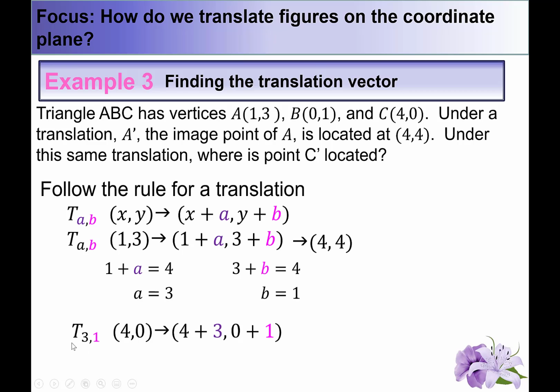So using that information, translation vector is 3, 1. We want to know where point C prime is located, so point C is 4, 0. So we're going to add 4 plus 3 and 0 plus 1. C prime is located at 7, 1.